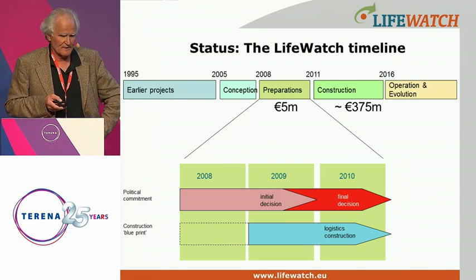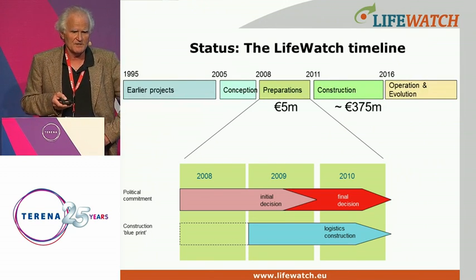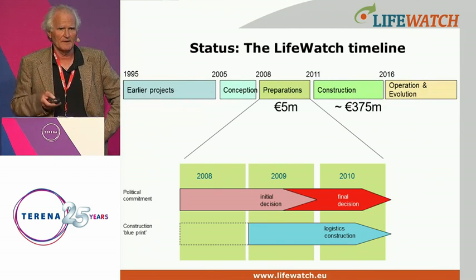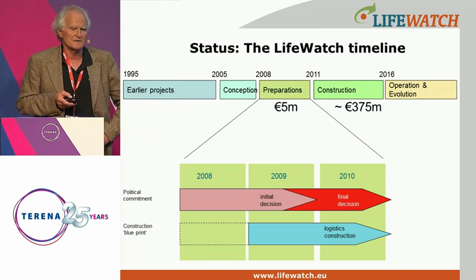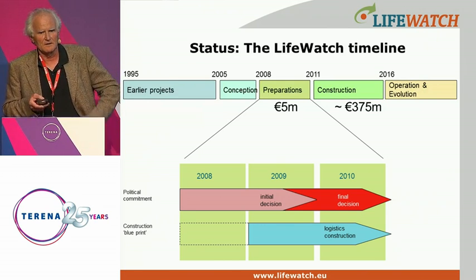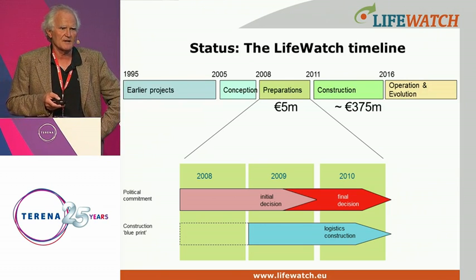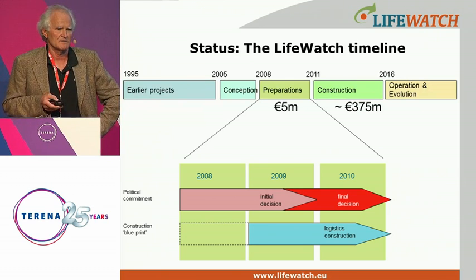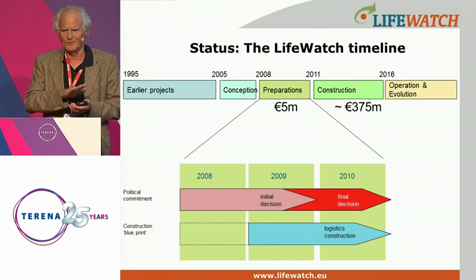We are in the construction phase. The rough estimation for the construction phase is 300-something million euros for 5 years. So we try to set up a lot of IT infrastructure. It's not only IT infrastructure, it's also infrastructure for getting access to, let's say, specimen records which are in museums, etc.